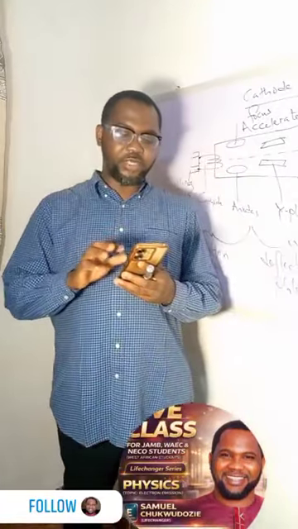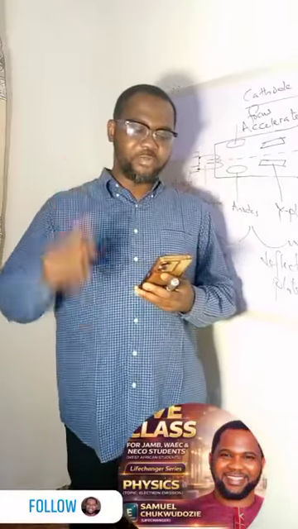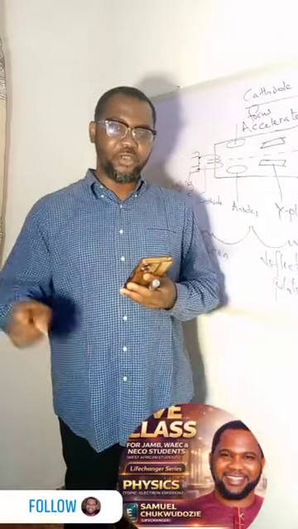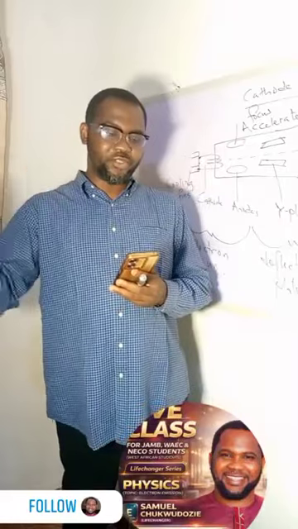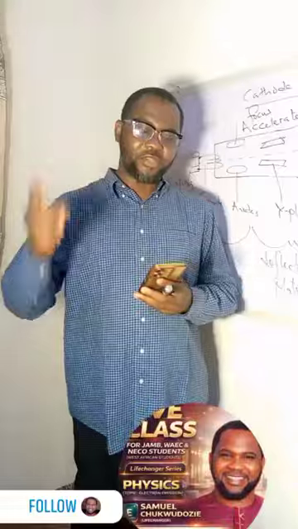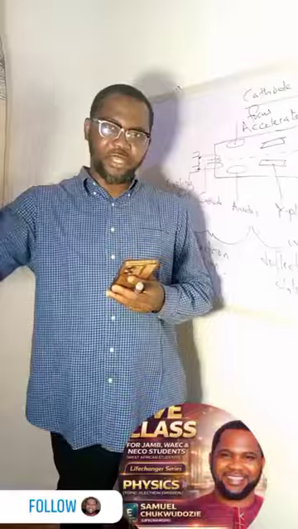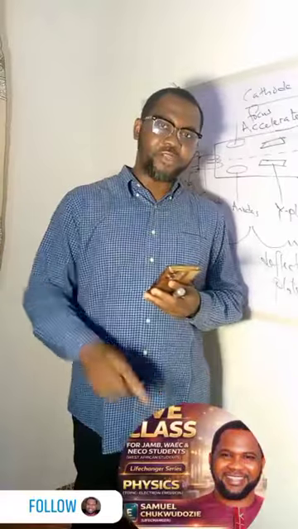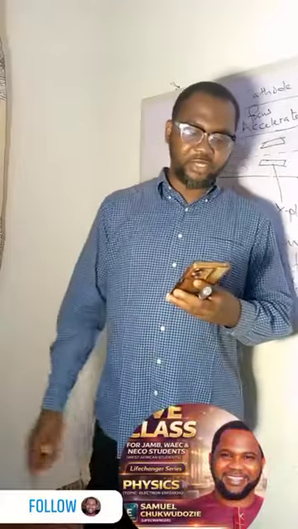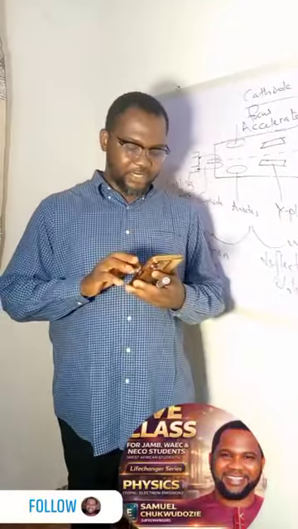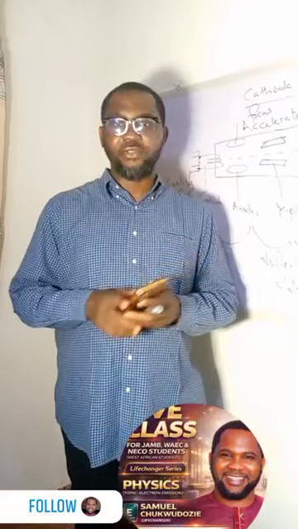The question says, under what conditions are cathode rays produced in a discharge tube? A, high pressure and low voltage. B, high pressure and high voltage. C, low pressure and low voltage. Then D, low pressure and high voltage. And I think somebody already has the answer there, which is low pressure and high voltage.